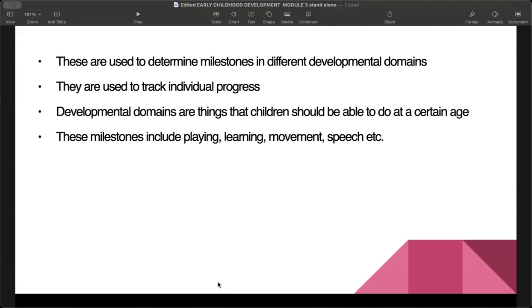Okay. We're saying again that these are used to determine milestones in different developmental domains. They are used to track individual progress. Developmental domains are things that children should be able to do at a certain age, and these milestones include playing, learning, movement, and speech.